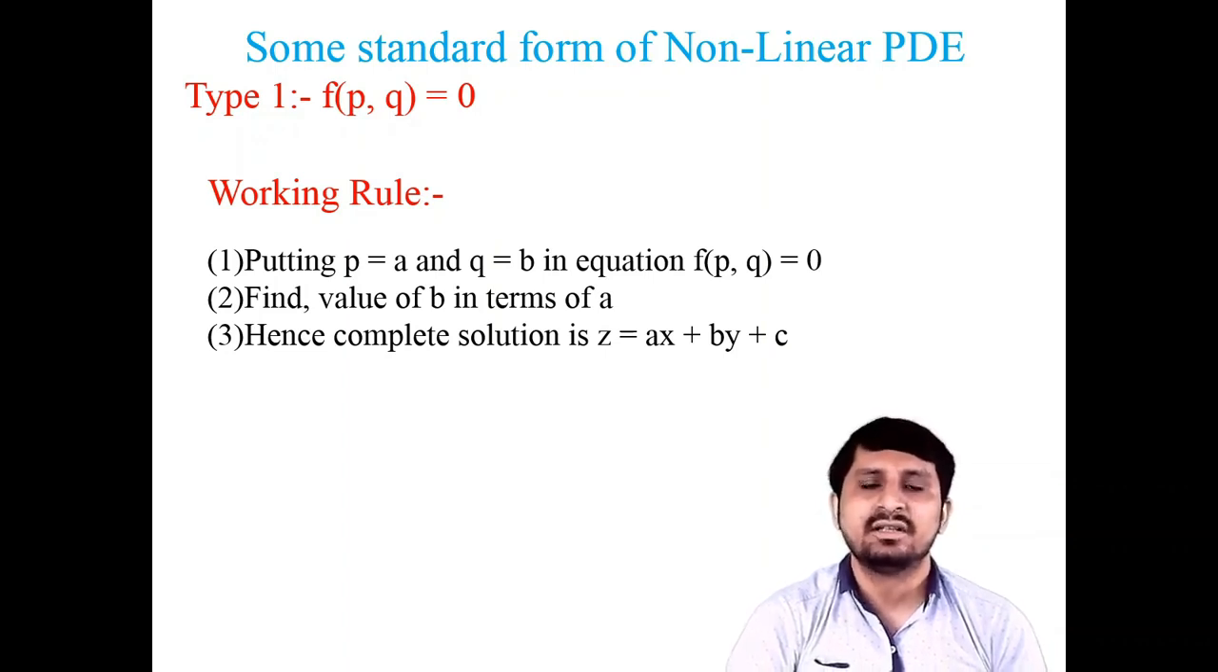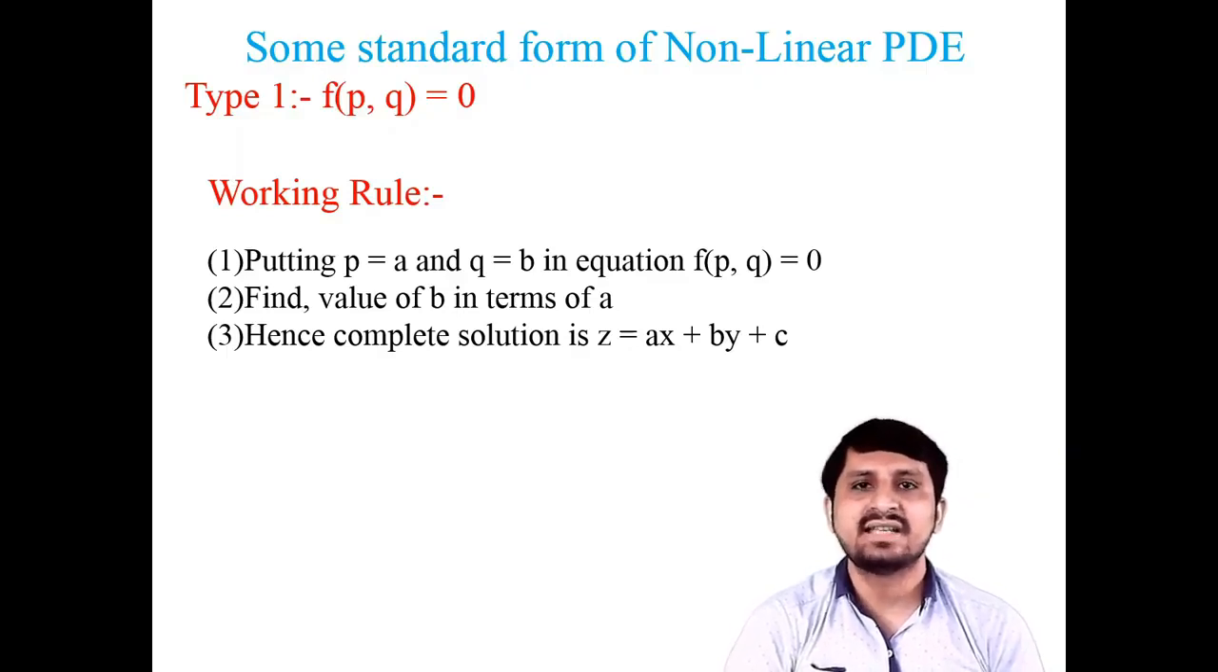So here we have a total of 5 variables, but in this type 1 we have only 2 variables, p and q, where p is equal to del z by del x and q is equal to del z by del y. So let's see how we can find the solution of non-linear partial differential equation type 1.